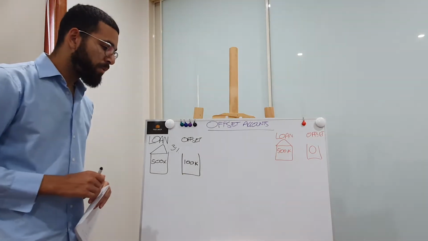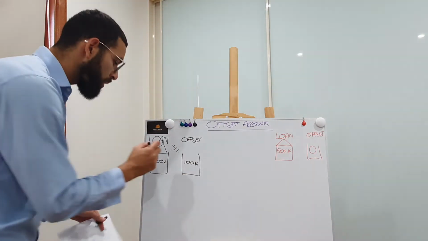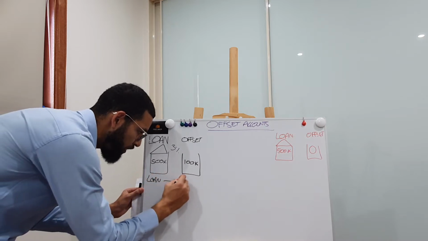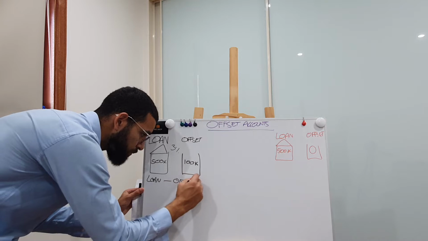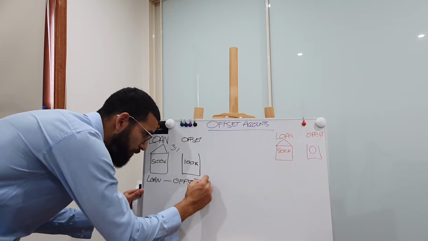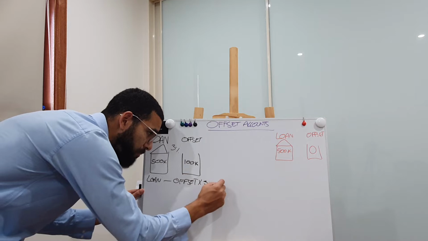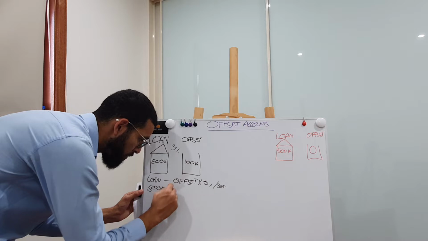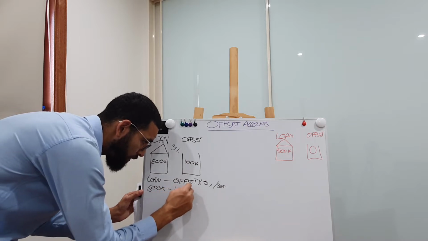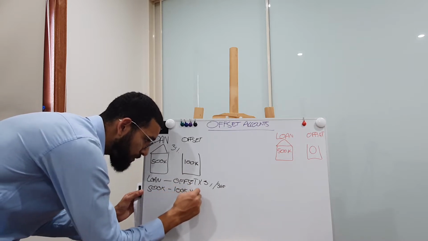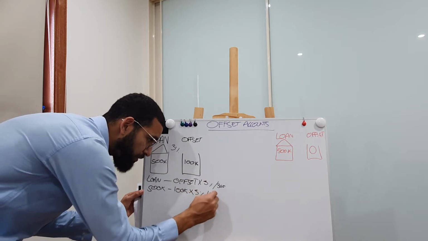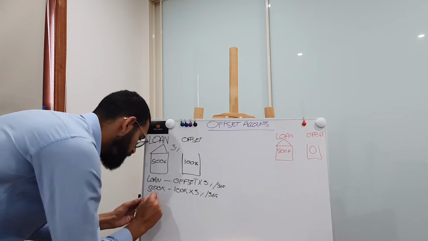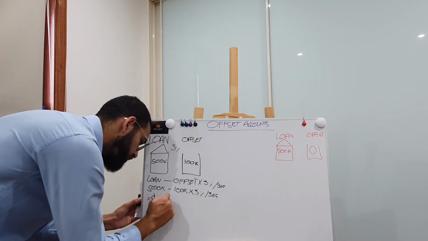So let's work this out, assuming your offset account doesn't move at all. You have your loan minus your offset, times by 3%, divided by 365. So you get 500,000 minus 100,000, times 3%, divided by 365. I believe that gives you $12,000 in interest for the year.